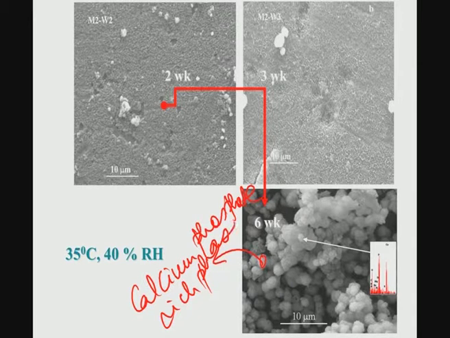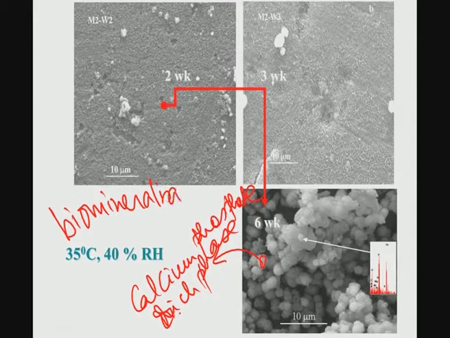This material is a calcium phosphate rich phase. Another interesting thing that we have seen is that these calcium phosphate rich globular shapes result from a process called biomineralization. Why is it called biomineralization?